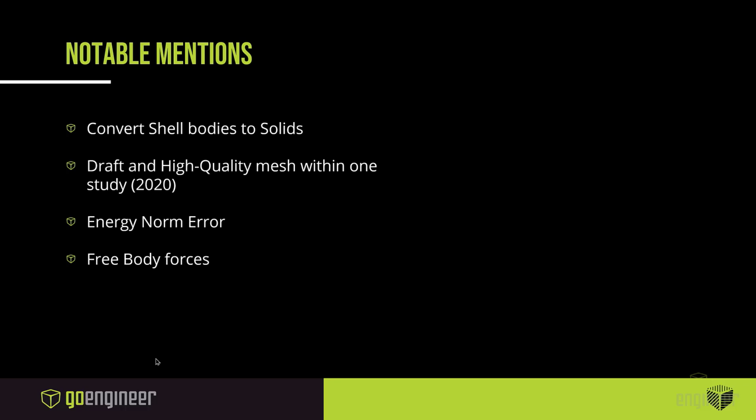And I've covered draft quality and high quality mesh within one study. Fantastic way to cut down runtime and focus on what we actually care about in our model. The last two that were really great tools that were added over the years, but didn't feel like they were used everywhere as much as everything else, was energy norm error. It looks at the difference between your nodal stresses and your model planar stresses, compares the two, and gives us a ballpark of how weird our results may be. It gives us an idea if we need to reset up our model or change the setup.